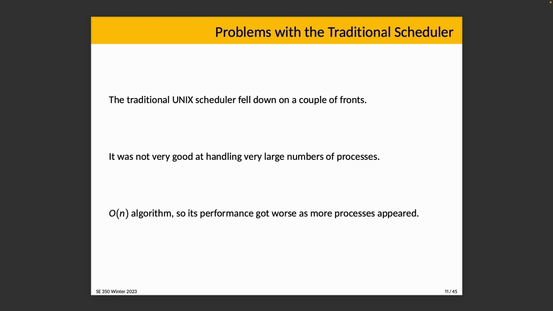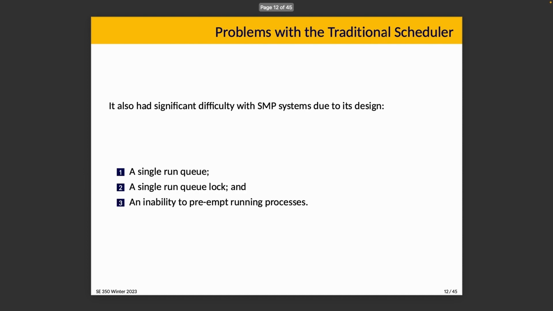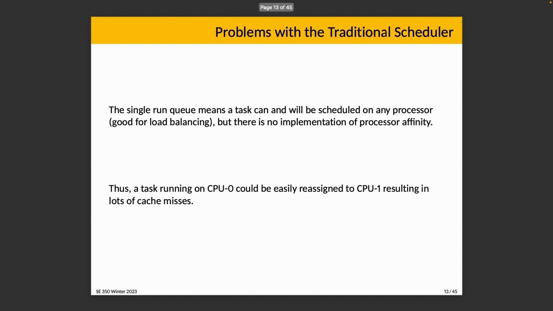But there were a couple of other things that made it not so suitable for symmetric multiprocessing systems, which is, number one, there was a single run queue and an associated lock, only one lock associated with the queue, and it did not have the ability to preempt running processes very easily. So the single run queue means a task can be scheduled to run on any processor, which is advantageous for load balancing, as we talked about at least a little bit earlier on, but there's no implementation of processor affinity. So a task that's running on CPU 0 could easily be reassigned to CPU 1 and get a bunch of cache misses. And I mean, we've discussed this idea of, should there be a penalty associated with moving from one to another? It's manageable, it's doable, but we don't want to do this if we could avoid it.